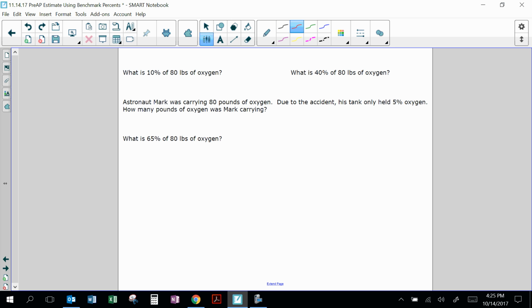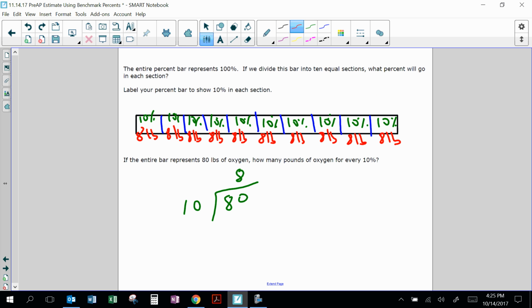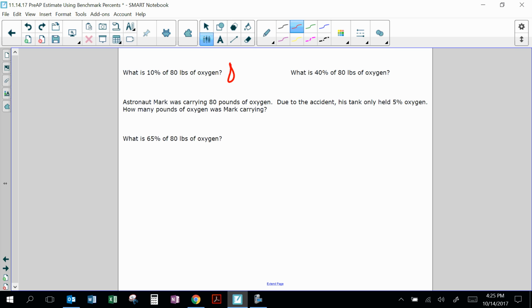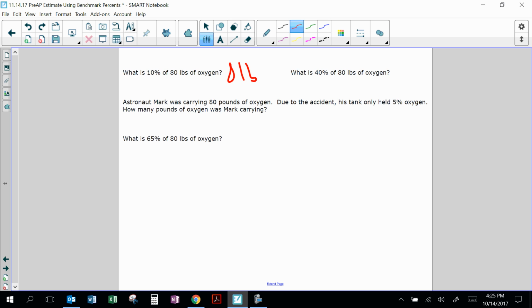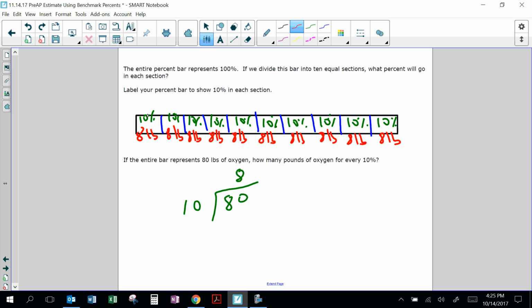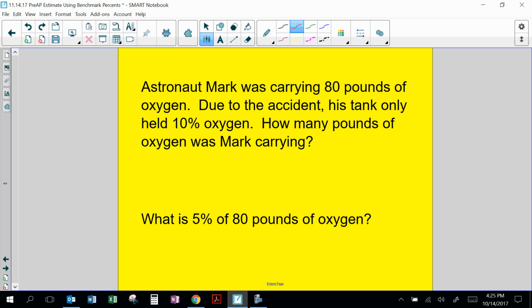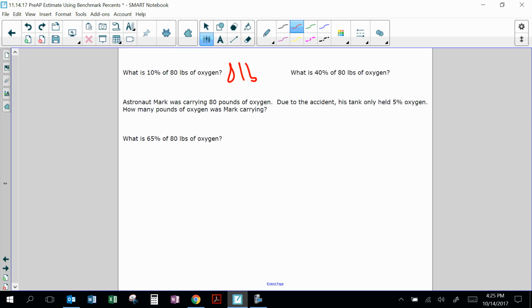So what is 10% of 80 pounds? When the video clip showed he only had 10% oxygen, he only had 8 pounds of oxygen. What is 40% of 80 pounds? 10, 20, 30, 40. Four groups of 8 pounds, 32 pounds of oxygen.